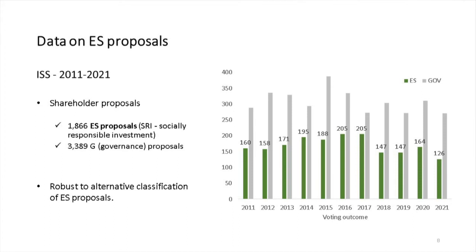So this is just an idea over time of how many ES proposals we have, which are the green bars, and then the gray bars are governance proposals. So in general, there are more governance than ES proposals in public companies.